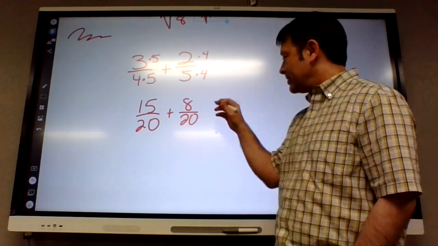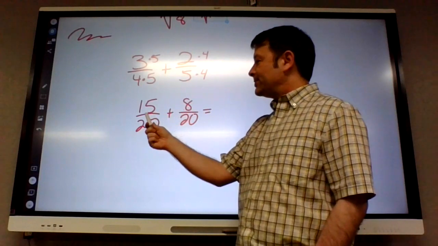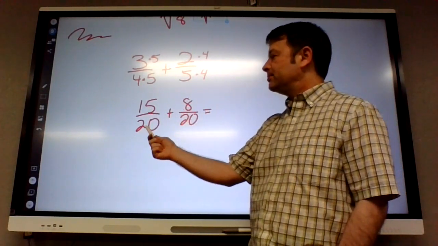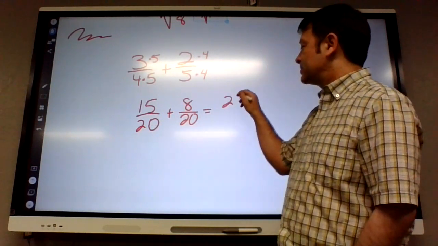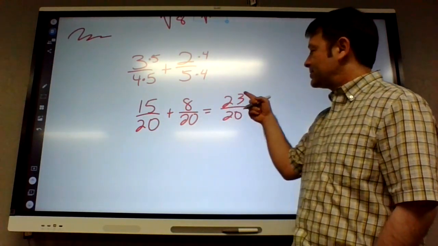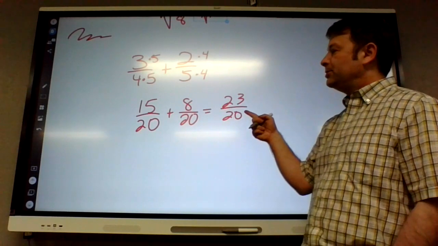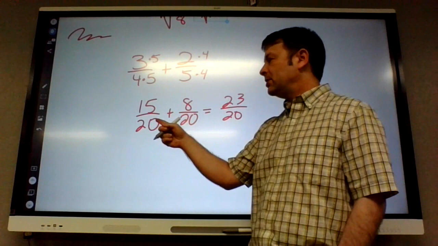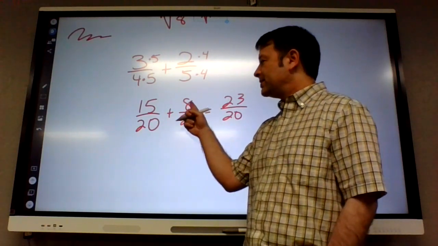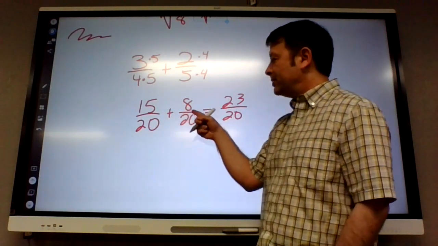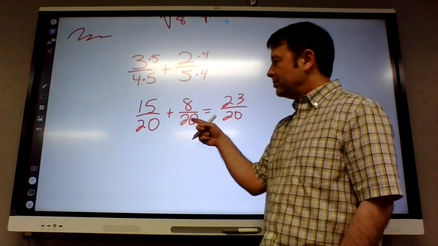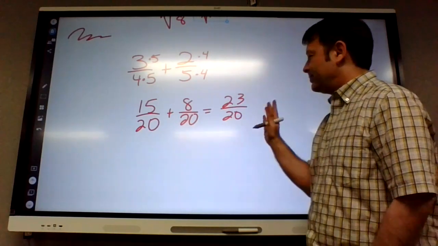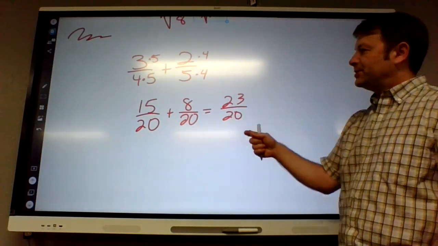We did that once upon a time. And then when you go to add, what happens? You add the top and the bottom stays the same. So it's just 23 over 20. Now if this could reduce, you do need to reduce. Can we reduce here? No, this does not reduce. That's a multiply thing. We don't want to reduce here because we need the common denominator. But if this does reduce, you need to.